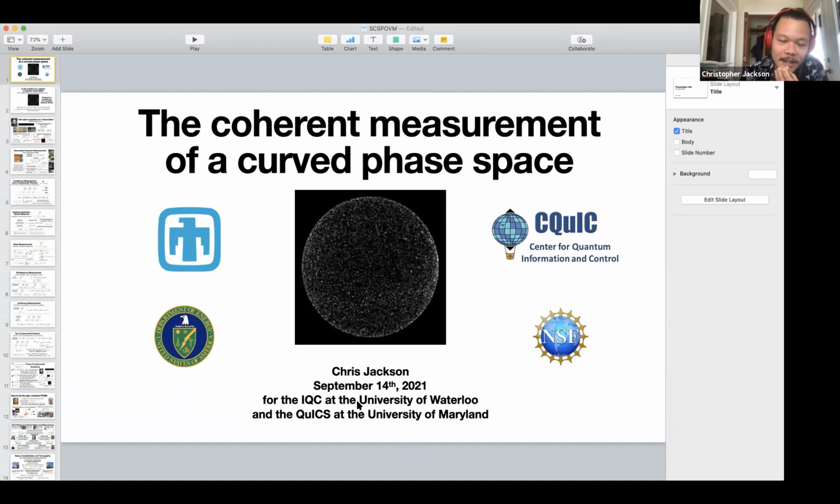So today I'm going to be talking to you guys about what I call coherent measurement, and in particular, the connection that coherent measurements have to continuous measurements.